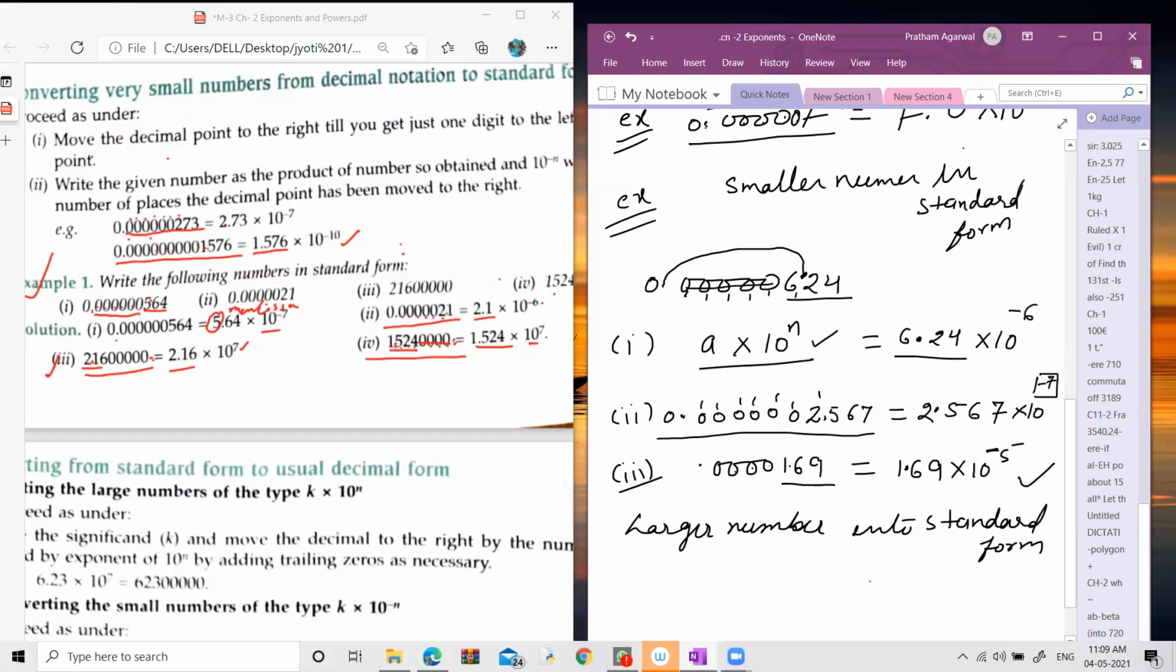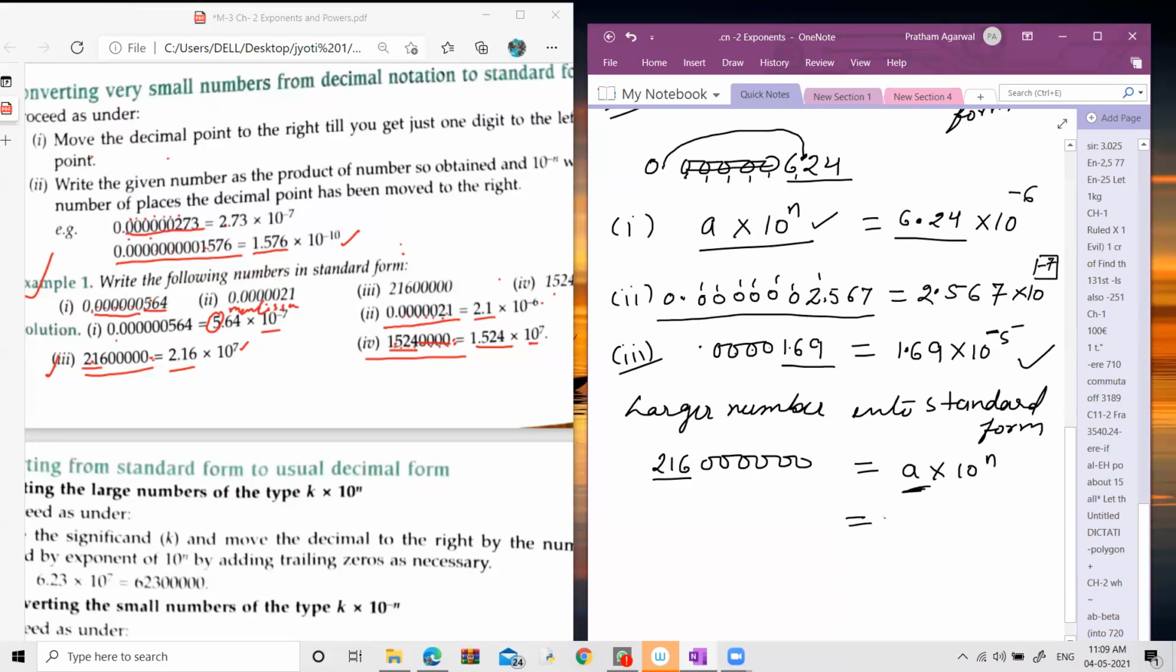Now, how can you write it down? The standard form of any number is a into 10 to the power n. This is the general form, where a is the number which is equal to or greater than 1. So a is the coefficient. The value of a is 216. And ignore the zeros. Ignore all the zeros. You have to take only numbers which are greater than 0. So 216 is the coefficient.